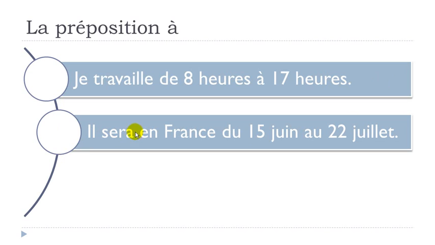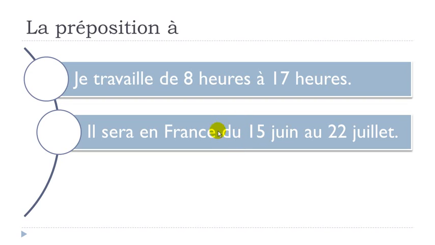Let's see another example now. Il sera, remember, sera is to be, but in the future form. Il sera en France du 15 juin. Here you've got a date, and if you look carefully, you've got this du.